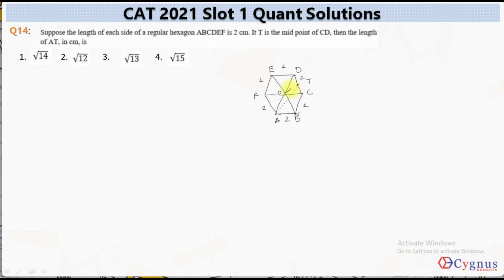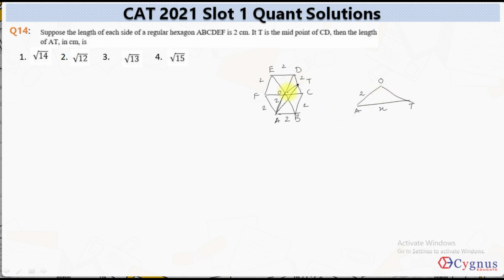If I join O and T and O and A, I'll get a triangle like this. I'll draw it here. This is O, this is A, this is T. I'm looking for this AT. Let's assume that it's equal to X. What is OA? Since it's an equilateral triangle, I can say that OA is also equal to 2. Can we find the value of OT?